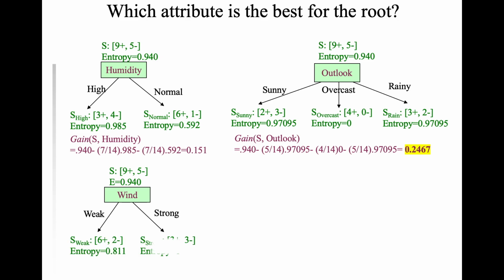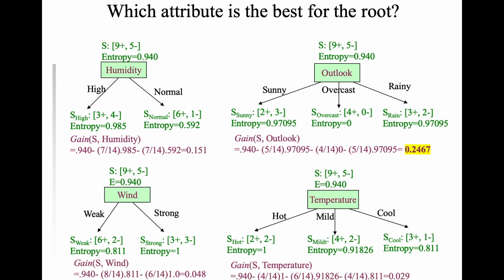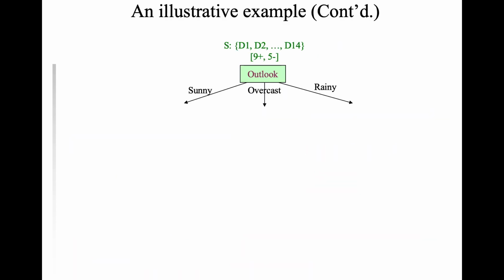So now I repeat the same calculation for all 4 features that we have here, and I'm selecting the outlook. So we selected outlook to be the root node. What is the reason? Because it has the highest information gain. Now, okay, so far we reached this point. So we have the outlook as the root node.